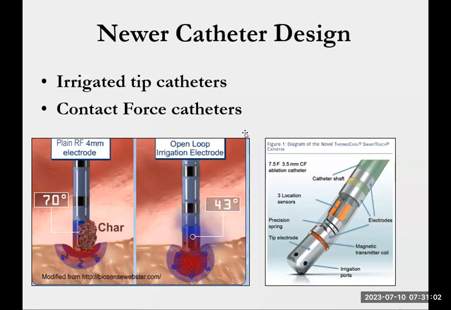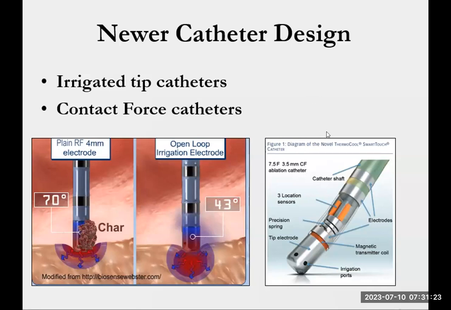And then the other newer technology just in the last 4 to 5 years is the integration of contact force into the catheter. So the tip of the ablation catheter actually has an ability to measure the amount of force in grams that the catheter is exerting on the endocardium.